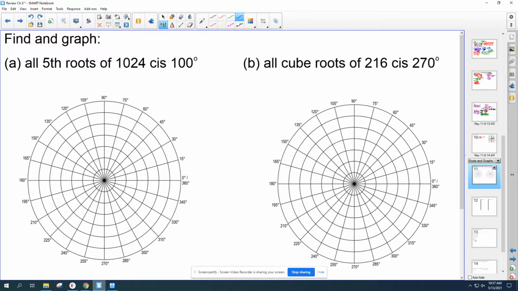Find and graph all fifth roots of 1024 cis 100. I like to write it like this, because to me, it makes it obvious that I'm going to take both sides to the 1/5 power. I'm going to use de Moivre's, and what you have to do is take 1024 to the 1/5 power and then 100 times 1/5.